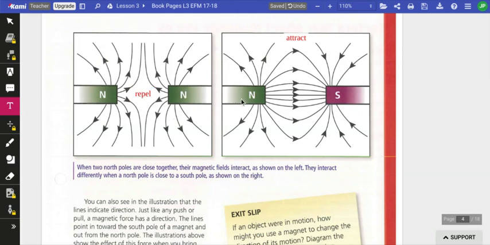And when you have a North Pole and a South Pole, the North Pole wants to push out, and the South Pole wants to pull in. When this happens, this is called attraction. This is called an attractive force, where the North Pole and the South Pole are going to be pulling together.